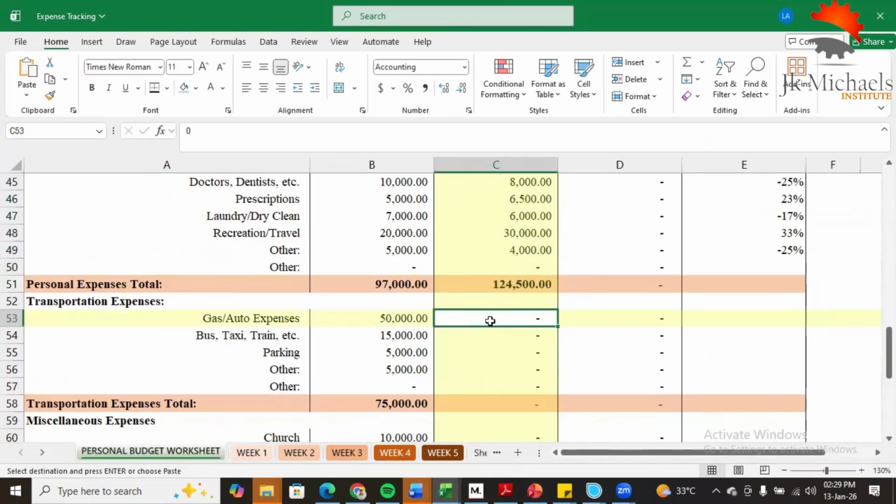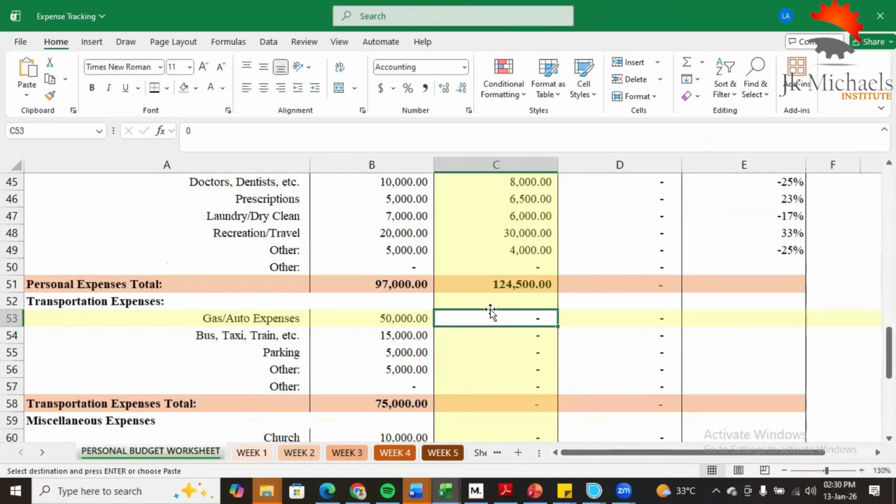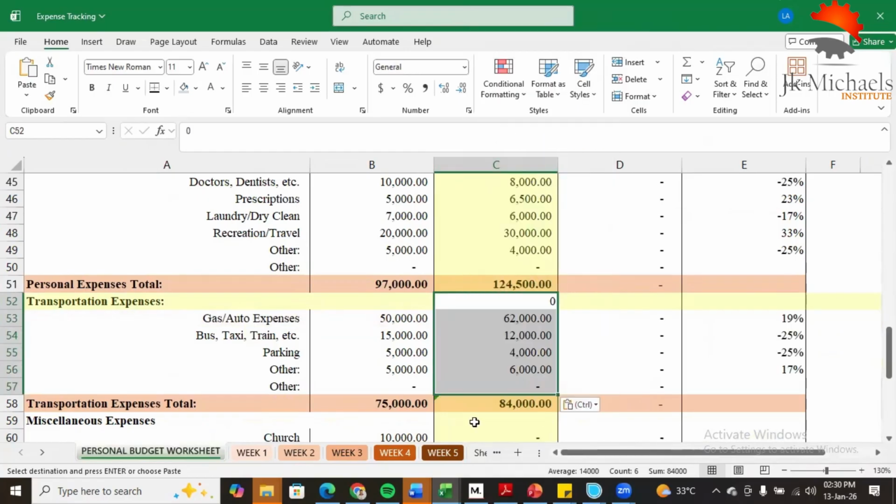My transportation expenses, I fixed this in. Oh, I think I did not do this well. Control Z. Right, transportation expenses, auto. Let's look at this week one. Okay, there's something above transportation expenses, so let's put that in. Transportation expenses. Okay, so that comes to 84,000, right? 84,000 as transportation expenses.